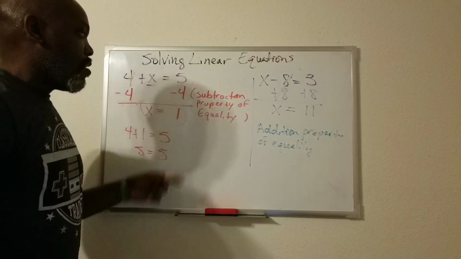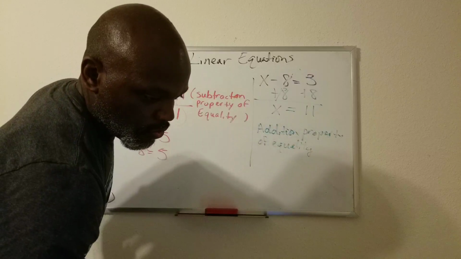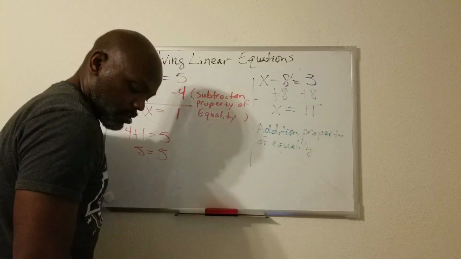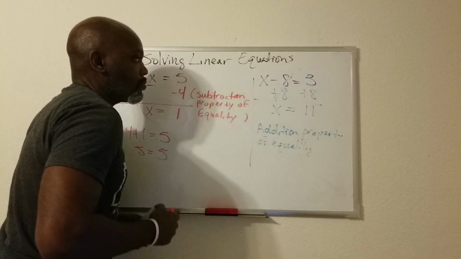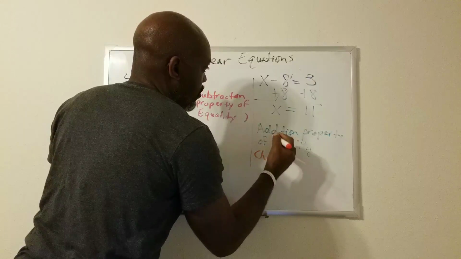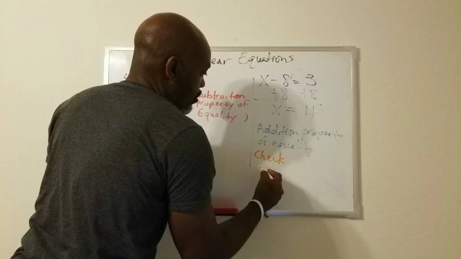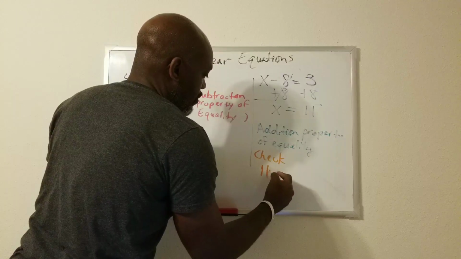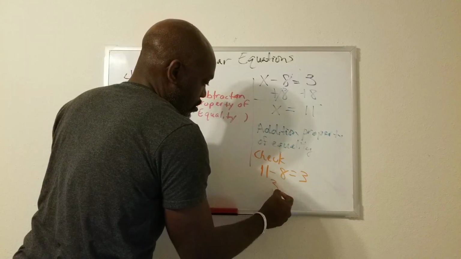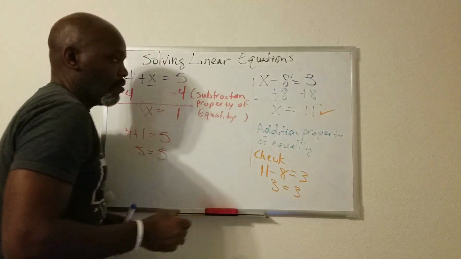So we have the subtraction property of equality, and we have the addition property of equality. You can pause it if you would like and write that down. But before you do so, you always want to check your work. We check everything except our work, when it comes to math problems or even other problems that we have. So 11 minus 8 equals 3. They both equal 3, so that answer is correct.